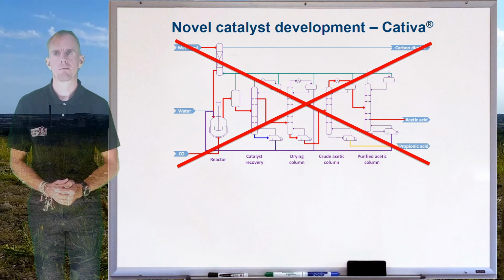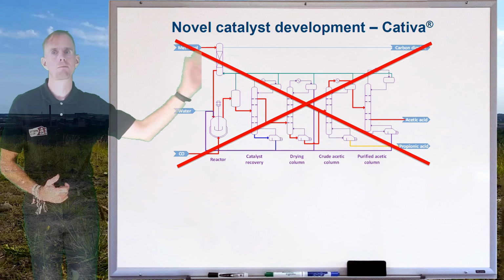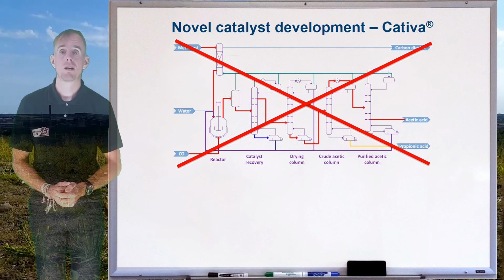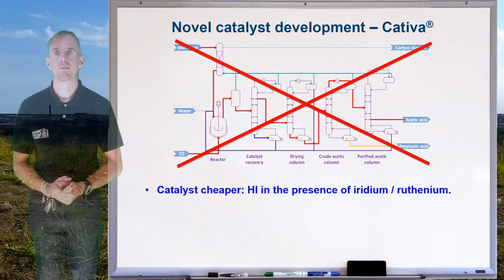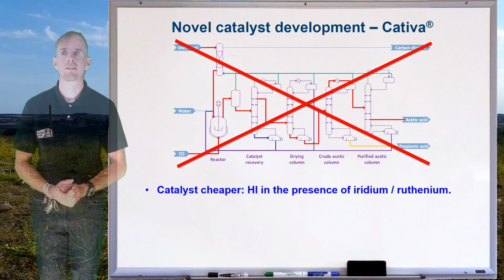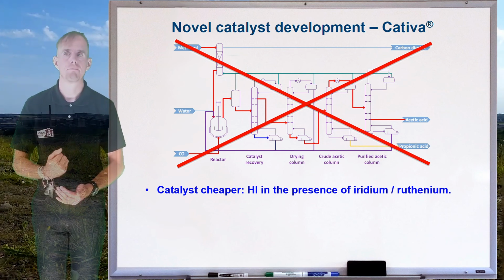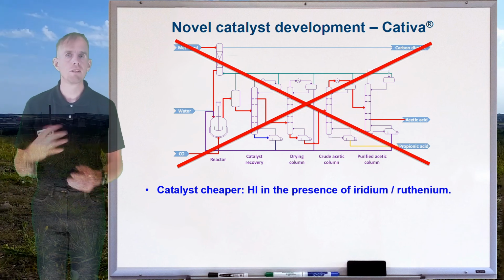Suppose we want to innovate. Suppose we want to make this process cheaper. We've got a lot of energy wrapped up in separations here. We could increase our product specificity with a better catalyst. And so a novel catalyst developed by BP called Cativa not only was more selective, but it was cheaper. This was a hydrogen iodide catalyst in the presence of iridium and ruthenium.